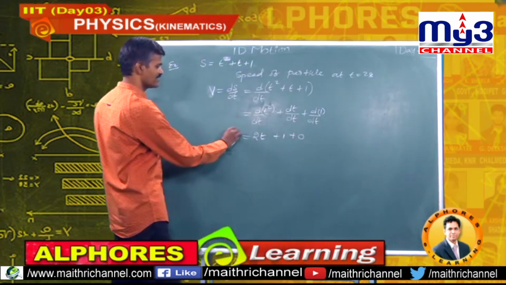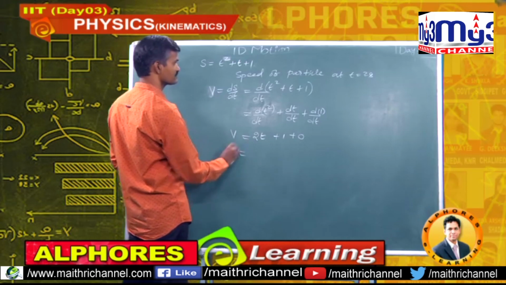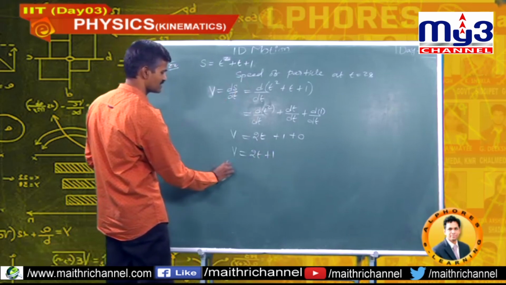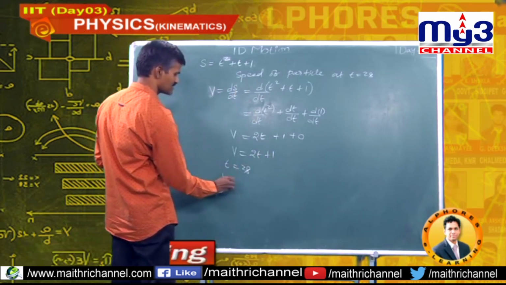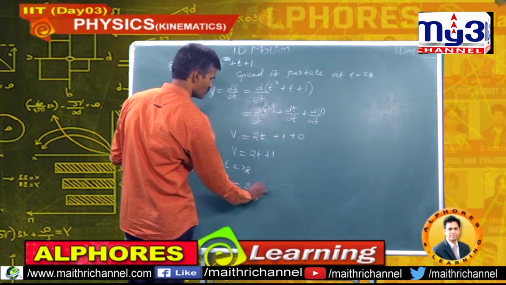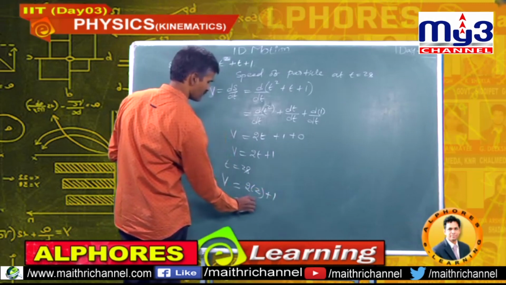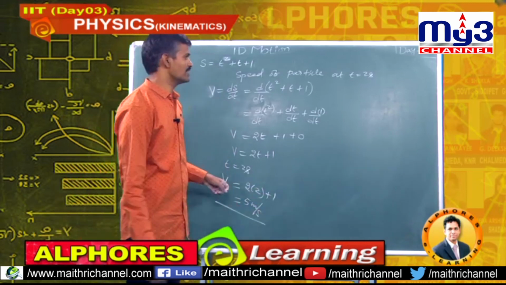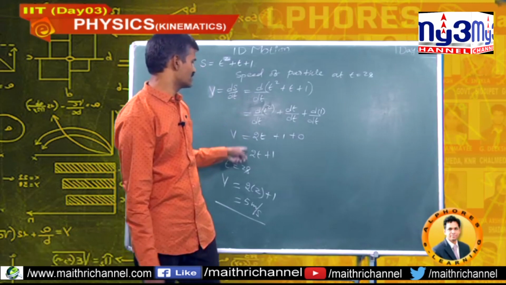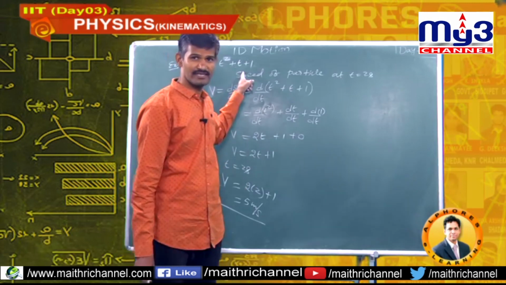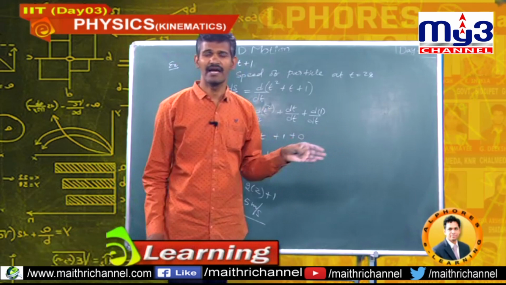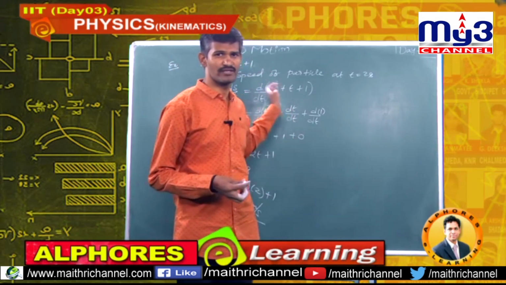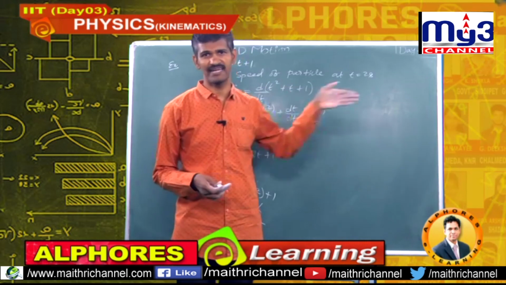So, instantaneous speed I can write as 2t plus 1. What is the speed when t equal to 2 seconds? At t equal to 2 seconds, this instantaneous speed is 2 into 2 plus 1, that is 5 meter per second. Students, from this you can understand how to calculate instantaneous speed and average speed in different cases. All these are important concepts regarding motion of the body in a straight line.